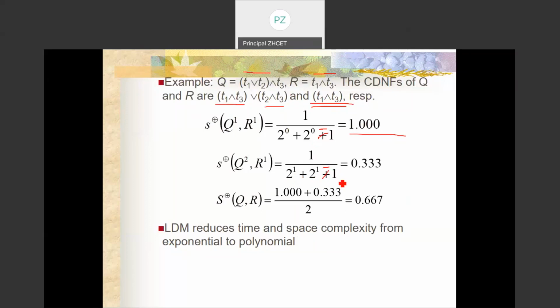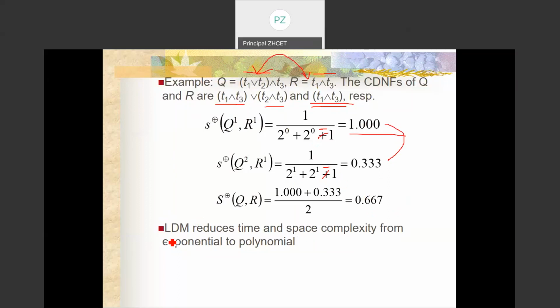So it becomes 1 upon 3, which is 0.33. Now you take the average of the two. So that will be 0.667. So the overall similarity between Q and R is 0.667. So this is Lee and Danzig, I'll take another example.